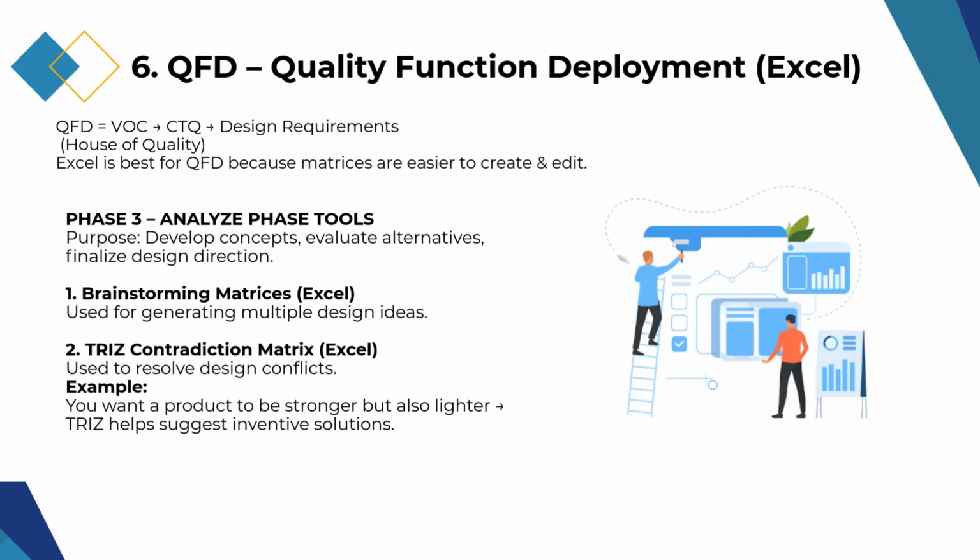In Phase 3, Analyze, the goal is to develop concepts, evaluate alternatives, and finalize design direction. Brainstorming matrices in Excel help generate multiple design ideas. TRIZ contradiction matrix resolves design conflicts, for example making a product stronger yet lighter. These tools guide creative, data-driven design decisions.